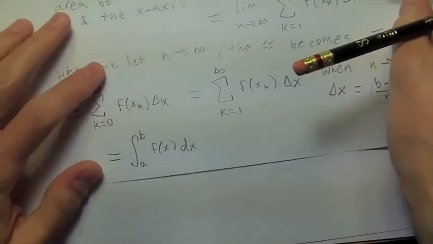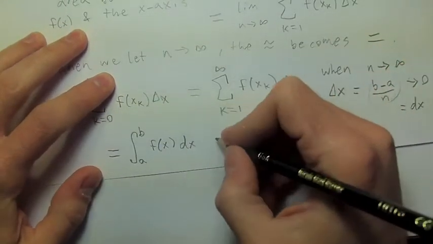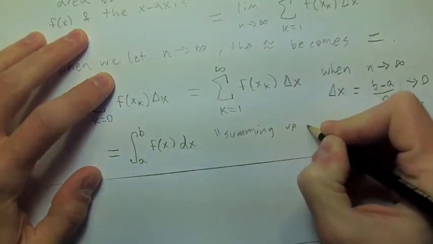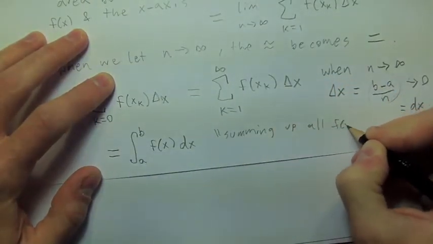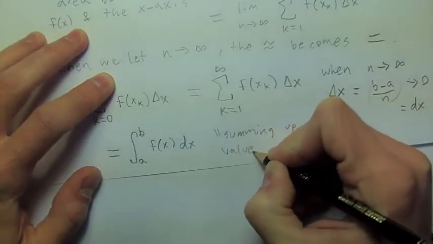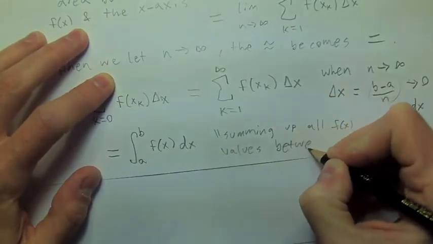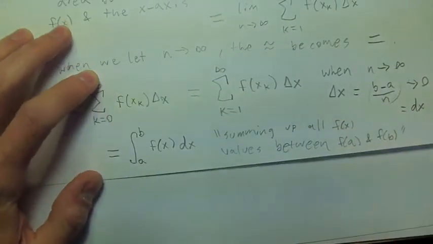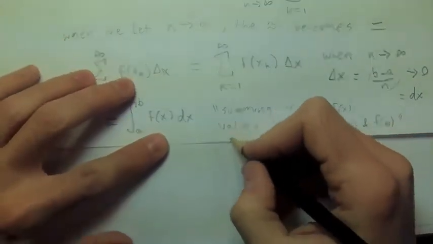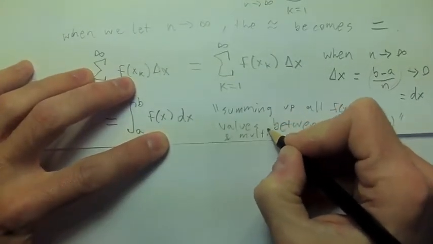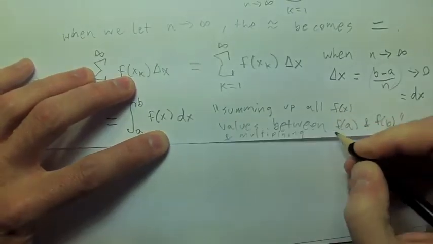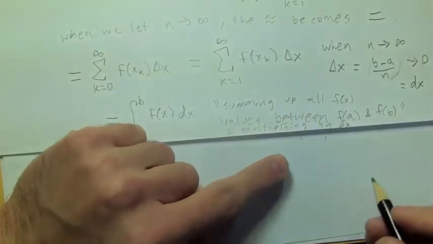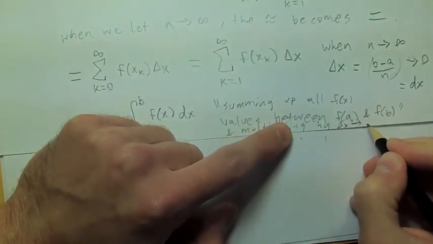So essentially, you're summing up all x values, or excuse me, all f of x values between f of a and f of b, and multiplying by delta x, and just kind of shrinking it in there, as delta x goes to 0.